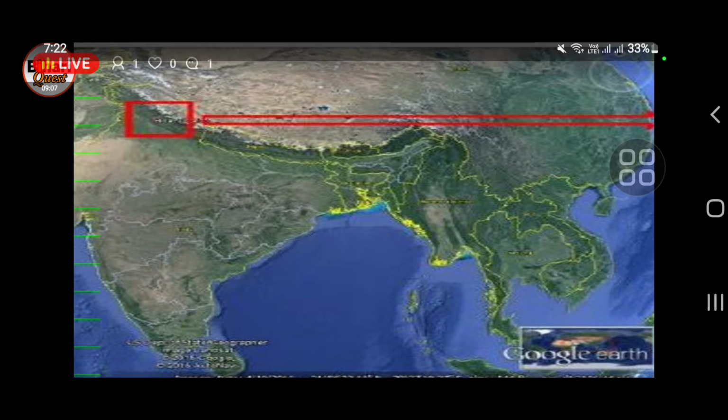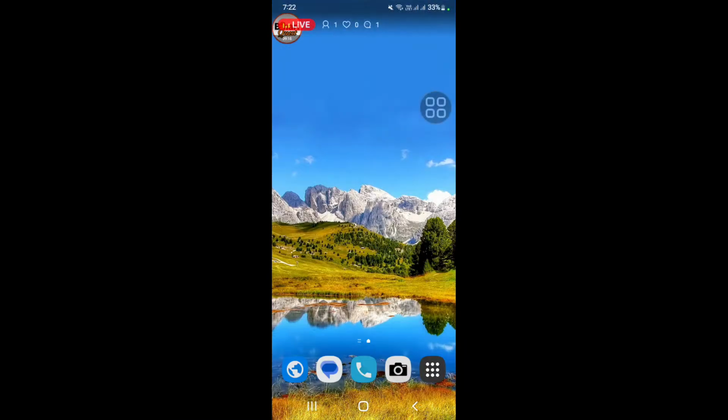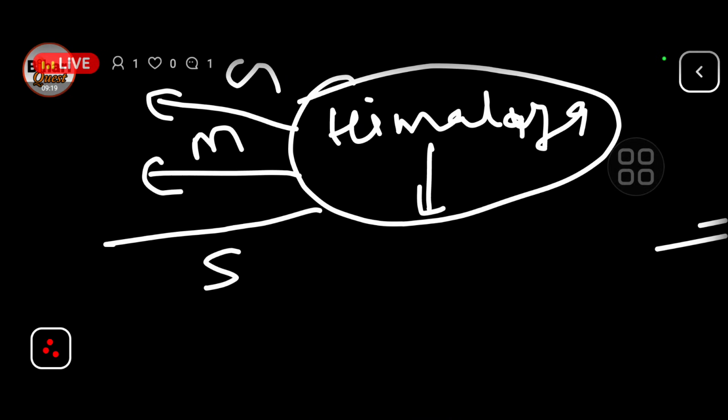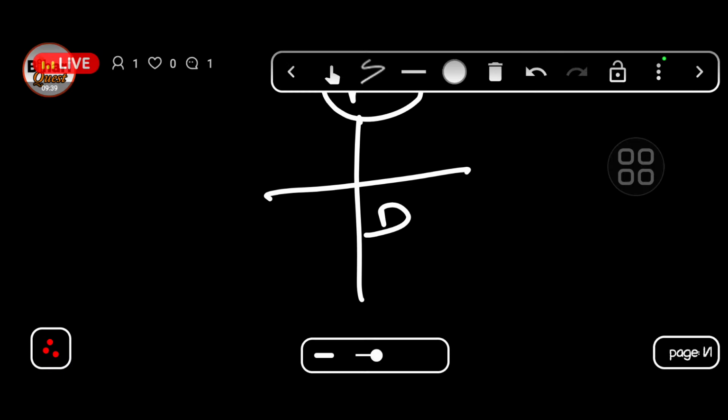In another way, this is Delhi. Our Himachal Pradesh lies in the north direction of Delhi. You have to remember it, because this question has been asked many times in many exams.